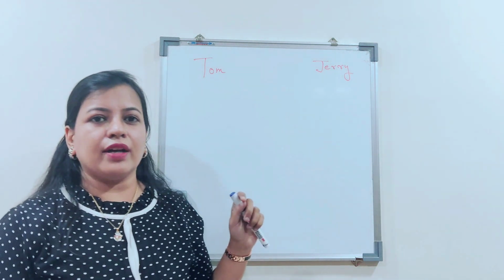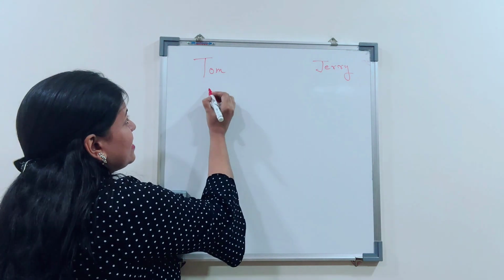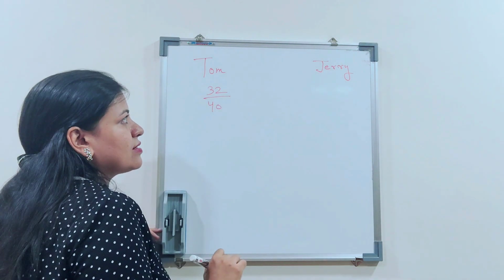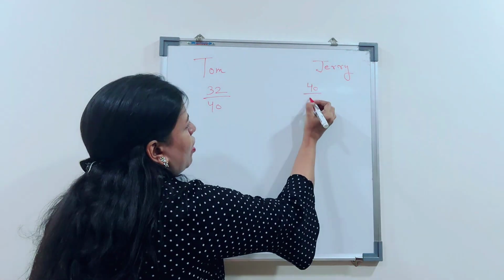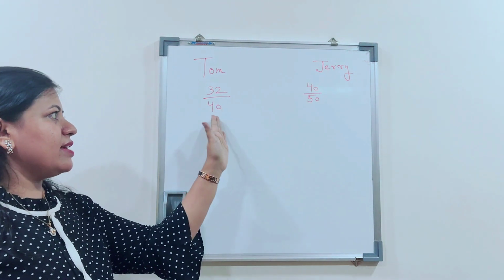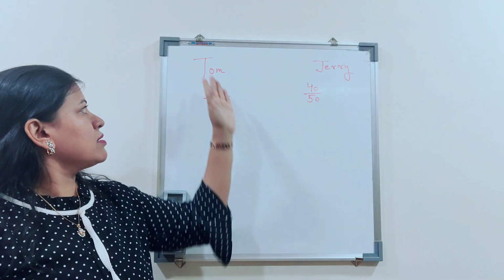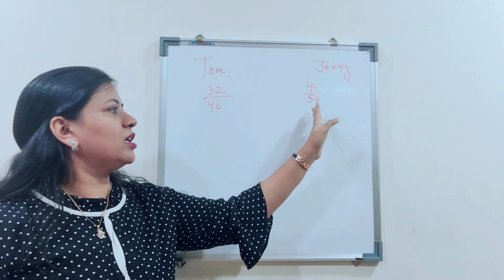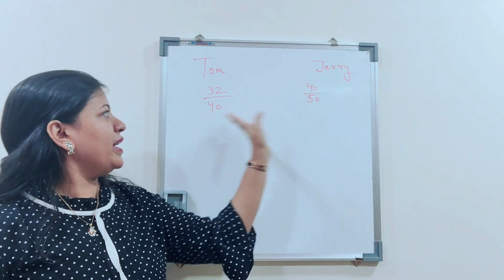Now, they met each other after their school got over. Tom says that he scored 32 out of 40 in his math test. And Jerry says that he scored 40 out of 50 in his math test. Now see, here the bases, that is the denominators, are different. Why are they different? Because Tom's paper carried total marks of 40 and Jerry's paper carried total marks of 50. Therefore, the difference in the denominator.